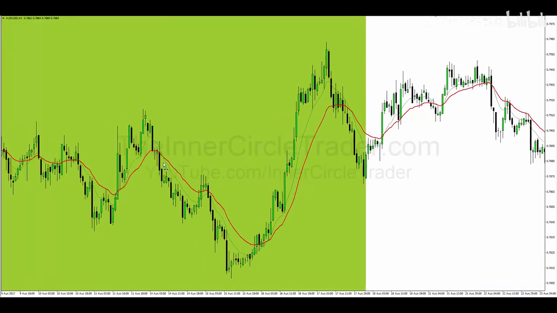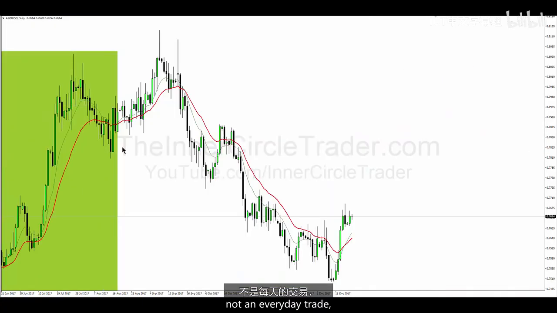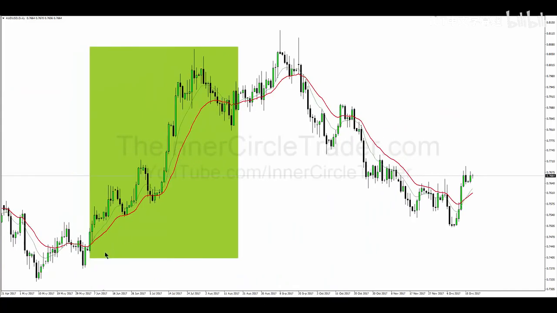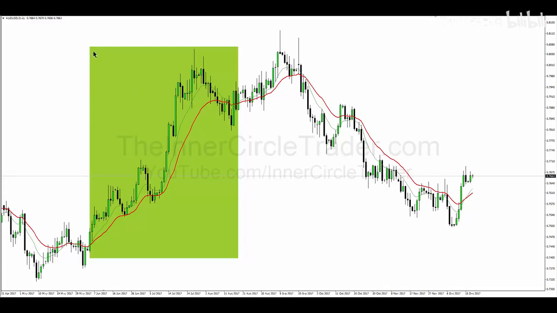Okay. Now we go back out to a daily time frame. So we had a couple in there for swing trades, not an everyday trade. Okay, and this whole movement here was about a month and 2 weeks or so. So we had a couple swing trades. Now swing trades are about that length. They're not everyday trades. You want to put them on and hold on for them for a while.